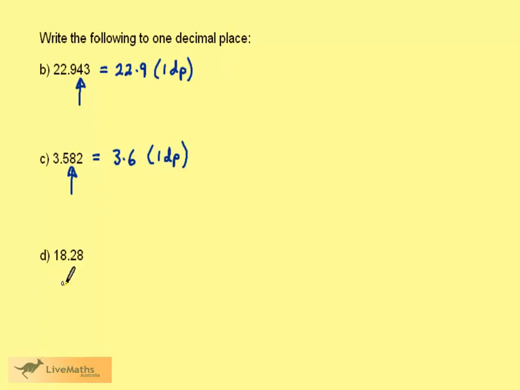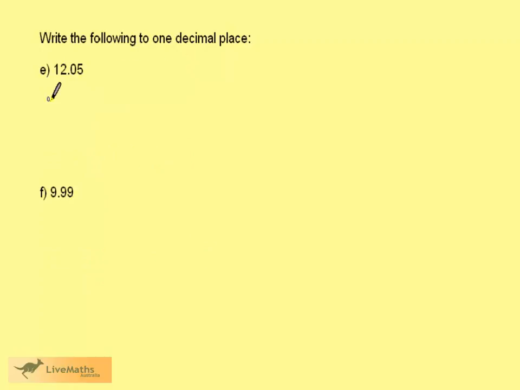For 18.28, the second decimal place is an 8, and that means the first decimal place will increase, giving us 18.3, correct to one decimal place. 12.05. This is a 5, and this means that we increase the first decimal place by 1 from 0 to 1.